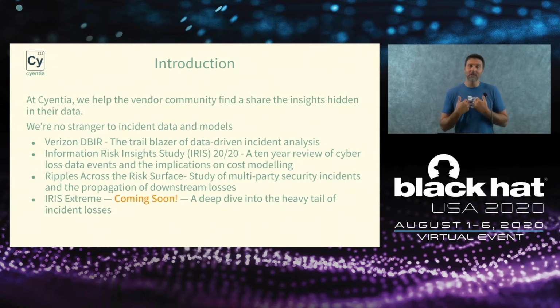I will be talking about another study that we did called Ripples Across the Risk Surface. We looked at multi-party security incidents and how they propagate not just in the organization at which they first occurred, but downstream to affect lots of other third-party organizations as well. And we'll foreshadow another study we have coming out that looks at this topic in terms of modeling the most extreme, or heavy-tail, incidents and losses.